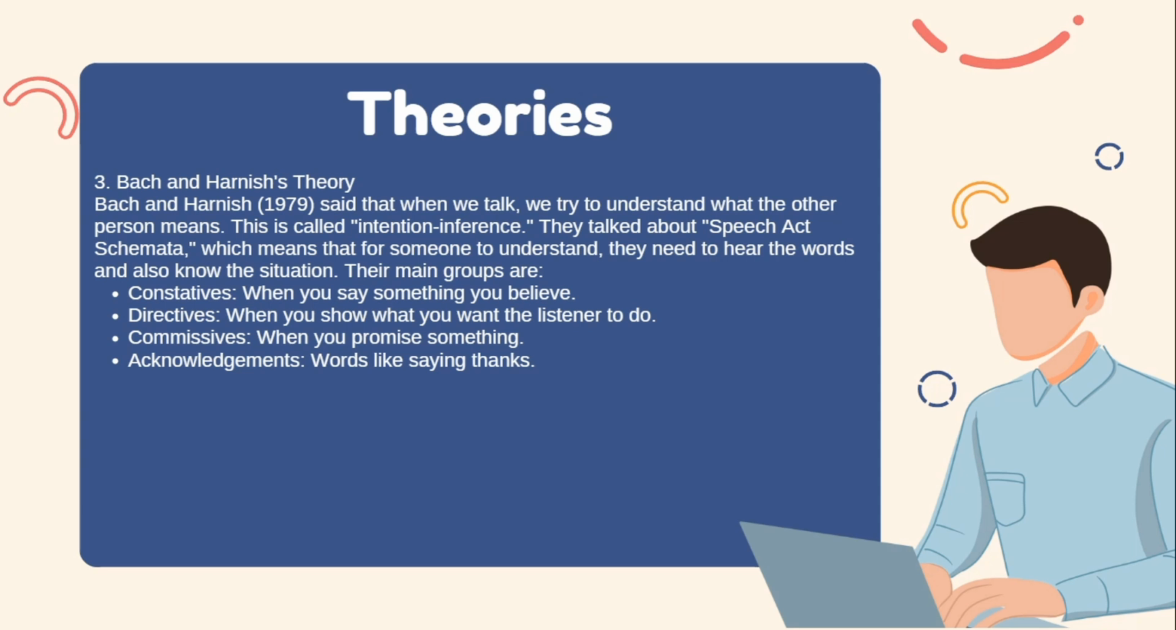The last theory is from Bach and Harnish. Bach and Harnish said that when we talk, we try to understand what the other person means. This is called intention inference. They talk about speech act schemata, which means that for someone to understand, they need to hear the words and also know the situation. The remaining groups are constatives, when you say something you believe; directives, when you show what you want the listener to do; commissives, when you promise something; and acknowledgements, words like saying thanks.